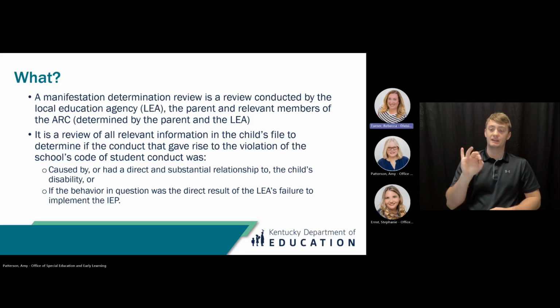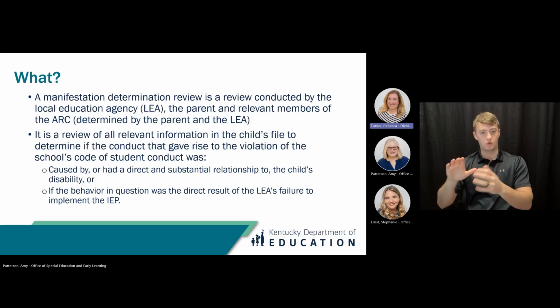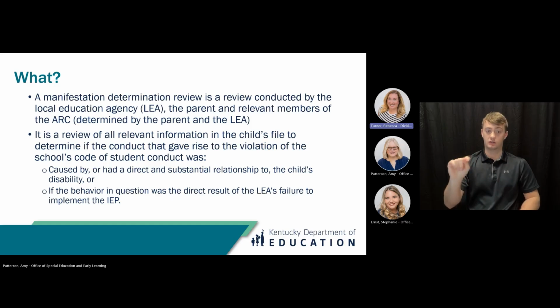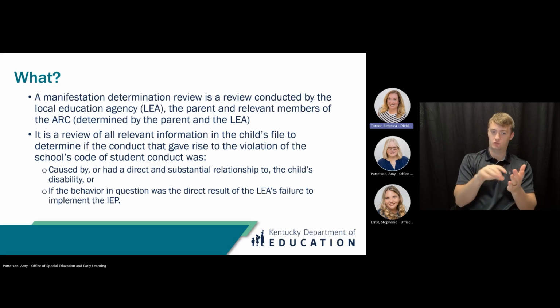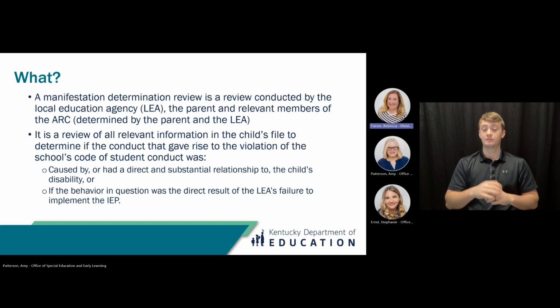A manifestation determination is a review conducted by relevant members of the ARC. During this review, all relevant information is reviewed to determine if the conduct that gave rise to the violation of the Code of Conduct was either A, caused by or had a direct and substantial relationship to the child's disability, or B, a direct result of the LEA's failure to implement the IEP. It should be documented that both of these were reviewed during a manifestation meeting.